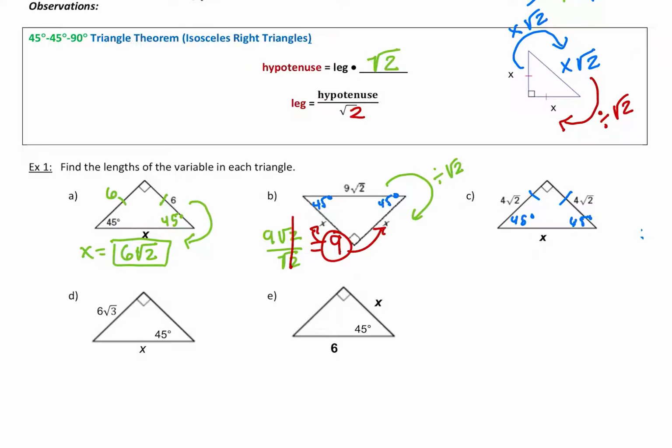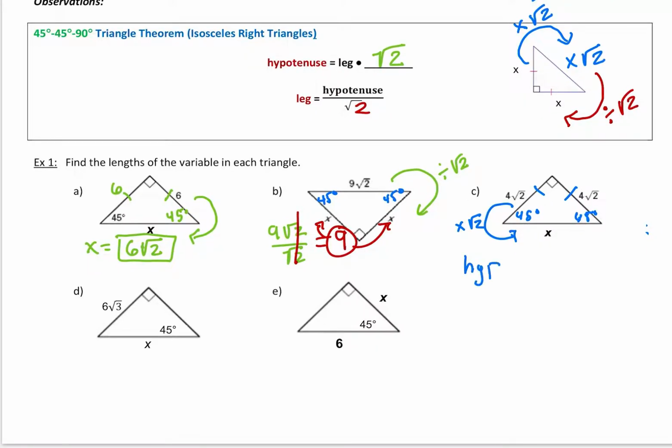If you know the leg, to get the hypotenuse we simply multiply times the square root of 2. All right, so the hypotenuse is equal to whatever the leg is times the square root of 2. And when you get 4 root 2 times the square root of 2, which is 4 times 2, that equals 8.